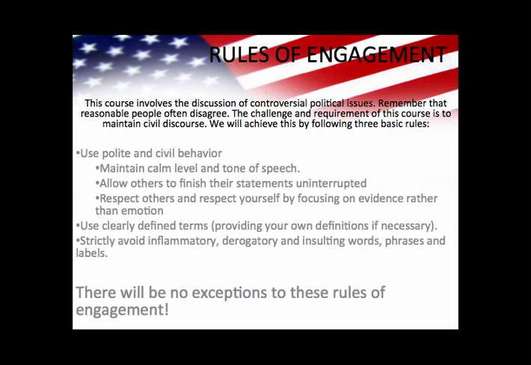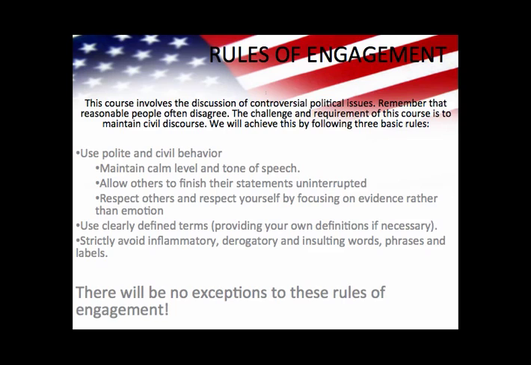Let's talk quickly about rules of engagement for the course. This is a political science course, and I hope and expect us to disagree on issues, and it, I think, enriches the course, and I think it enlightens us and exposes us to different points of view, which is, I think, a wonderful thing, if we can debate them in a civil manner.